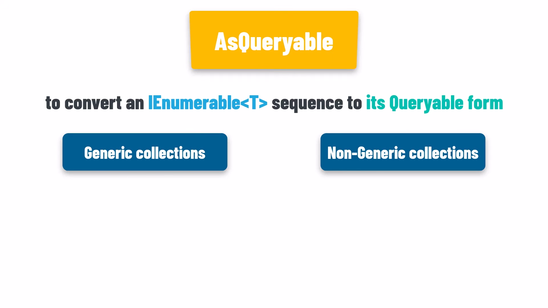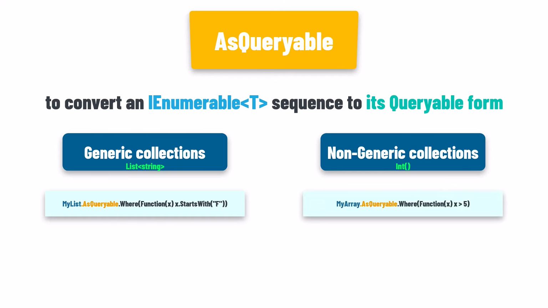An example of a generic collection is a list of string. Here is the query, which is similar to the previous example using the AsEnumerable method. And an example of a non-generic collection, which implements the IEnumerable interface, is an integer array. Arrays are non-generic collections, but they implement the IEnumerable interface. So here we can also use the AsQueryable method.